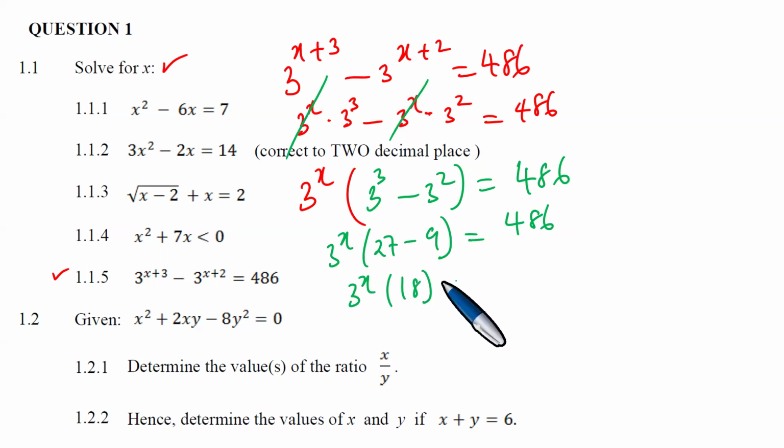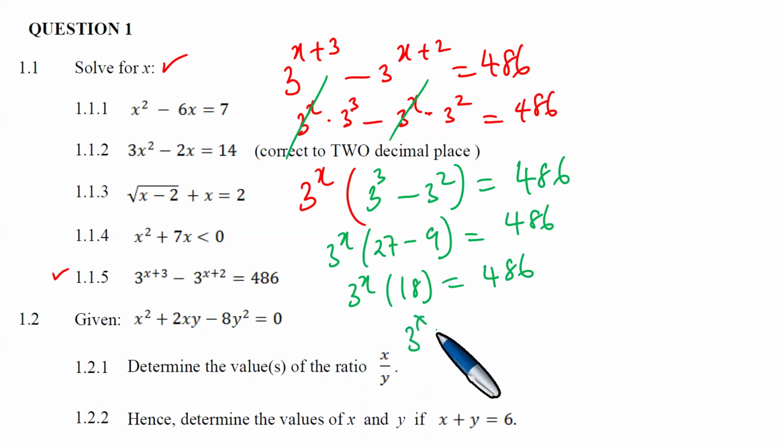Okay. What do we do here now? What is the next step? If you have 3 to the power x times 18 equals 486, what is the next step? Divide by 18, both left and right.